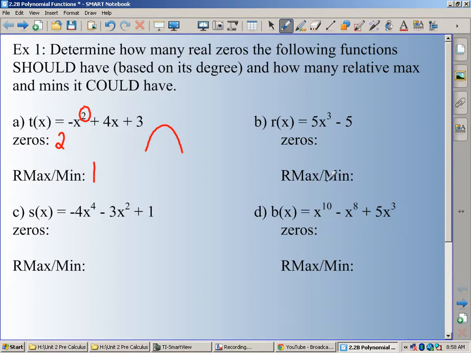Moving on, we have a degree of 3, so we have a possibility of 3 zeros. I'm going to sketch a quick cubic function that would look something like this. If I drew the x-axis right here, it would cross 3 times. Then I'm increasing to decreasing, so there's one maximum. Then I'm decreasing to increasing, so I have one minimum. So there are 2 relative maximums and minimums in this case.